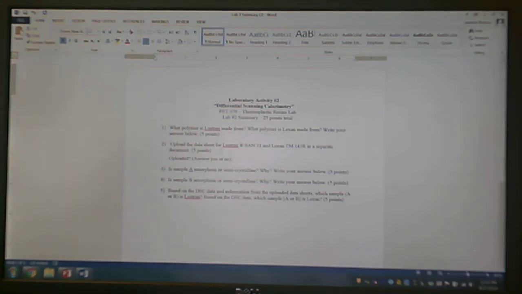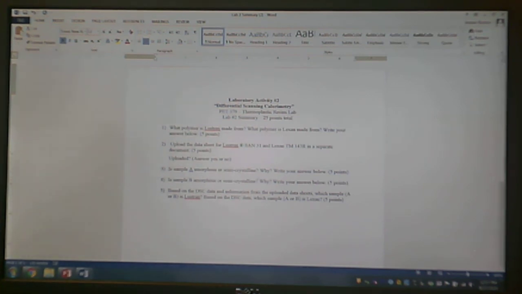Then you need to upload the data sheets. You need to answer that you uploaded the data sheets. Write the answer yes, and then upload your data sheets separately when you go to upload this summary. Or you can snip them and then put them at the end of this summary. Both are acceptable, but make sure that those data sheets do get included with your lab summary.